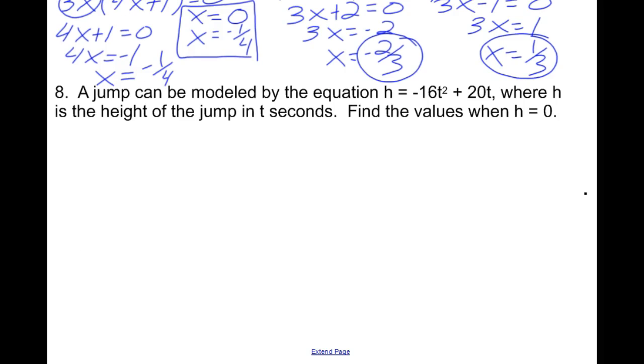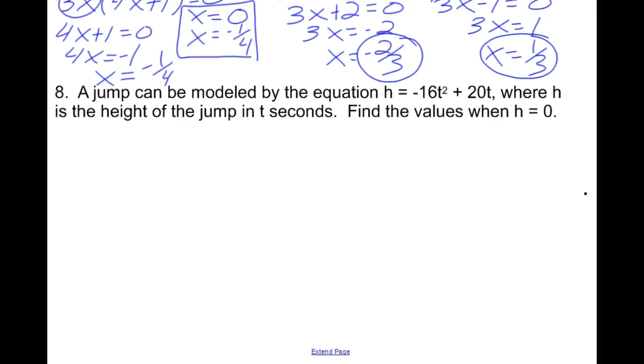Now, number 8, we're doing this one because I know at some point you're on a test, you're going to have questions that are like this, some word problems, okay? And there is a whole long story problem that went with this, but basically, a jump can be modeled by the equation h equals negative 16t squared plus 20t, where h is the height of the jump in t seconds. Find the values of h equals 0.